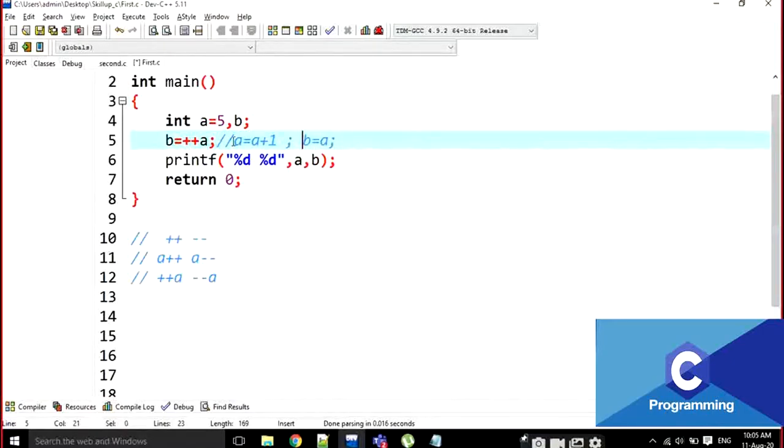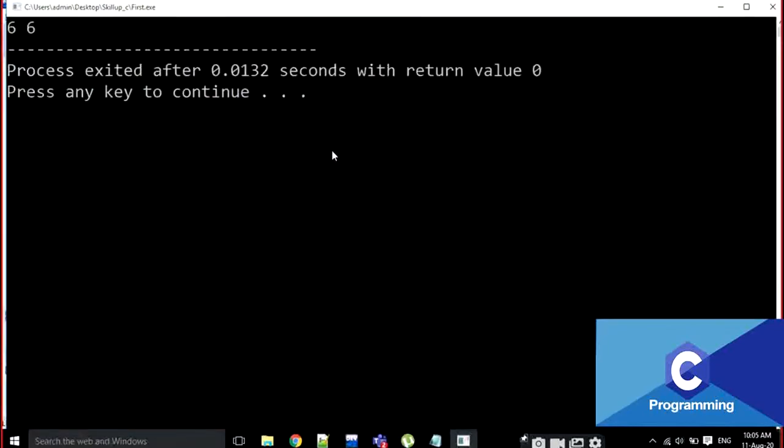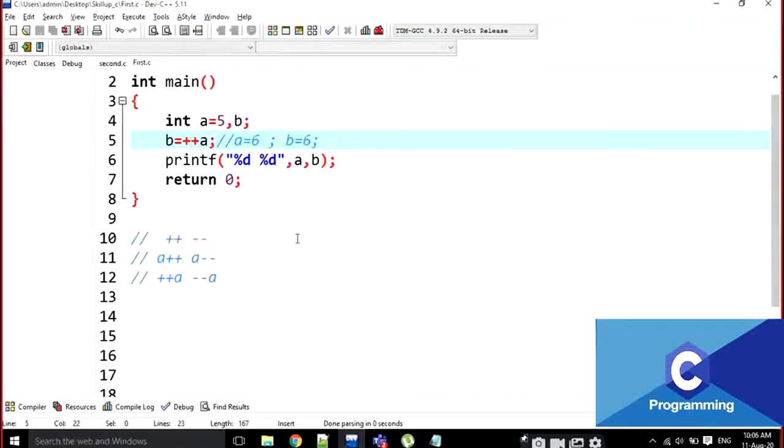This is the pre-increment. That means before the operation, we have to increment A. What is the A value? The A value is 5. It becomes 6. Then B is equal to A. What is the A value? 6. 6 is going to be placed in B. Then the output is 6 and 6. Clear, everyone? Yes, sir. This is the pre-increment and post-increment.